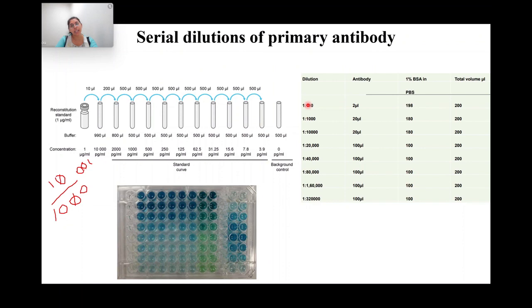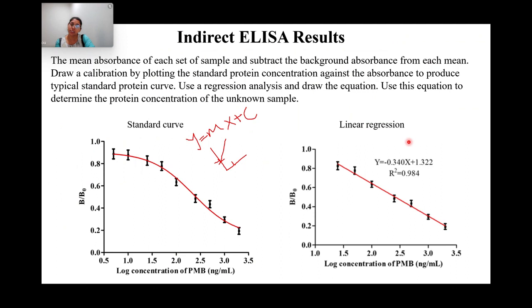So you have your y value and you have everything available except for the x value, which is the concentration of your sample. So you just take your absorbance, put your absorbance value here, and see what the concentration of your sample was. And that's how you get to the answer of your sample concentration. So this was about indirect ELISA.